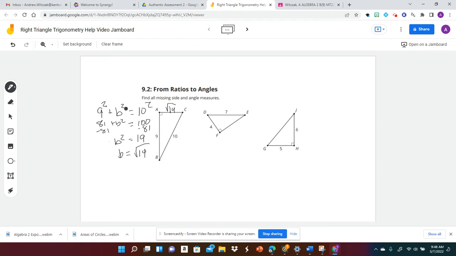Now, we know that this is 90 degrees. So we know that angle A is 90 degrees. So we need to find angle C. So if I look at some of the ratios that I know I could use here, let's see here. We have the opposite and hypotenuse. So I could say the sine of C is equal to opposite over hypotenuse, so 9 over 10. So if I wanted to solve for that, what I could do is do the inverse sine of 9/10.